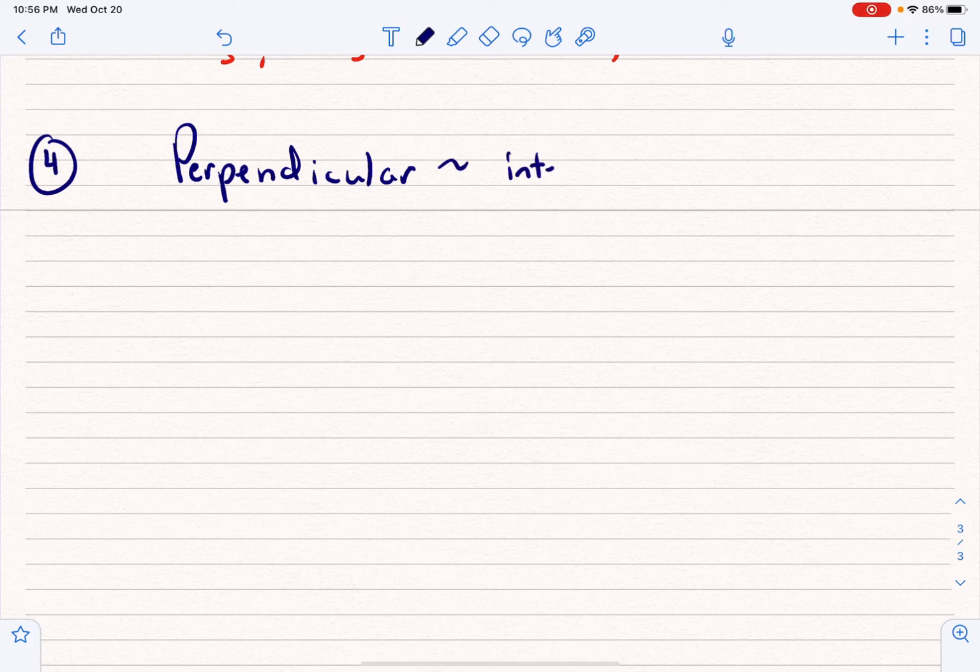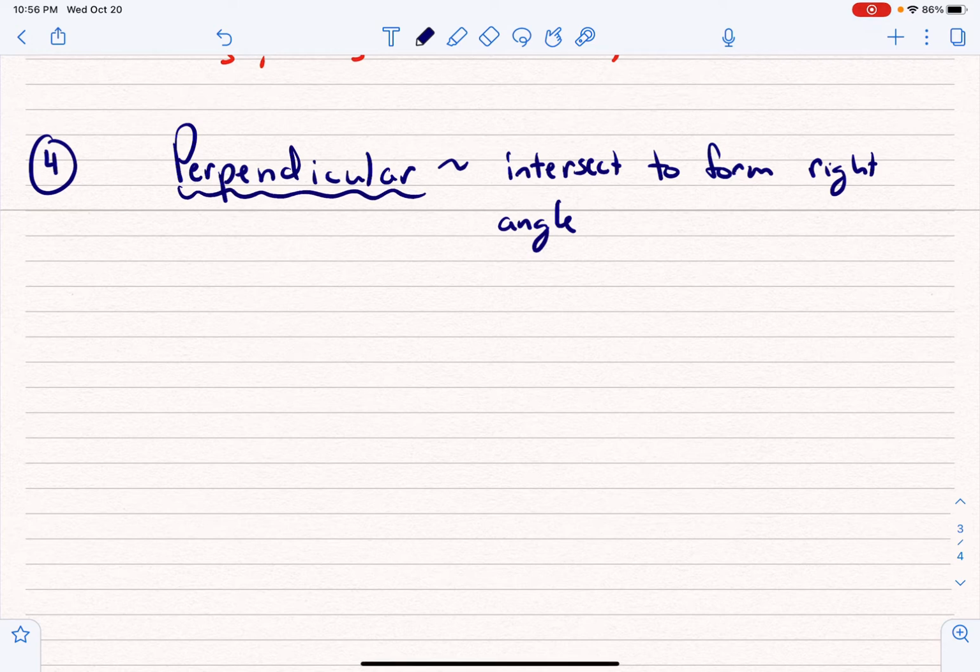Perpendicular means to intersect to form right angles. I guess I can write out the words. Intersect to form right angles. That's what perpendicular means. If two lines are perpendicular, it means they intersect to form right angles. If you look up at the ceiling in this room, you see all these little cross braces. They are all perpendicular to each other. They intersect at right angles. They intersect making 90 degrees. And so those are all perpendicular. Okay? Perpendicular means to intersect to form right angles. That's what perpendicular means. Great.